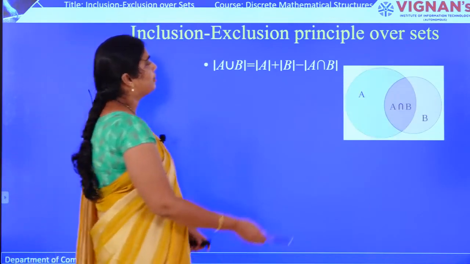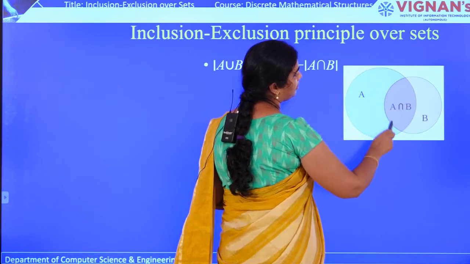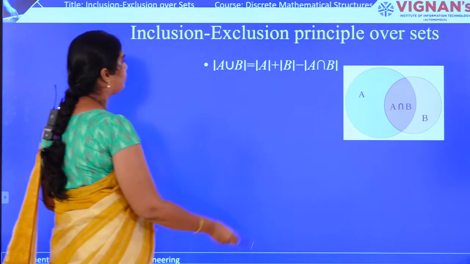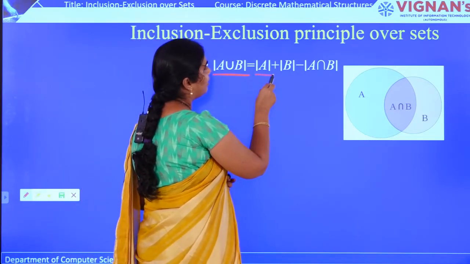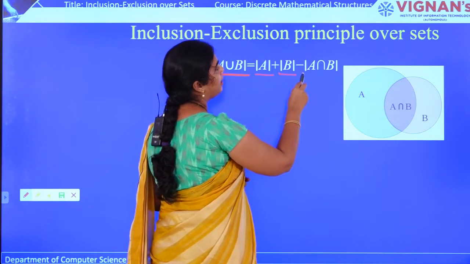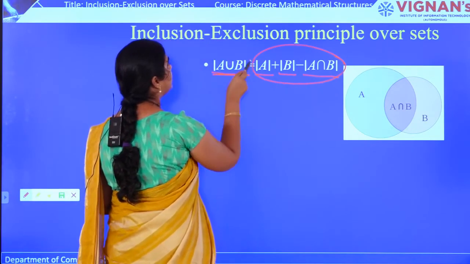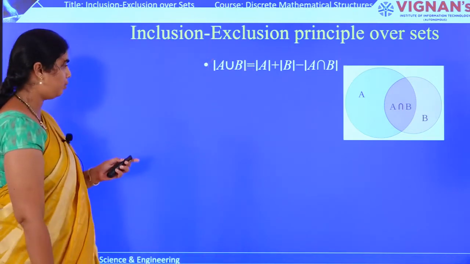Suppose I am given two sets A and B, and the intersection is also given. Then in that case, I can find the number of elements present in the union using n of A plus n of B minus n of A intersection B. If you perform this operation, then you will get the number of elements present in A union B. This is for two sets.